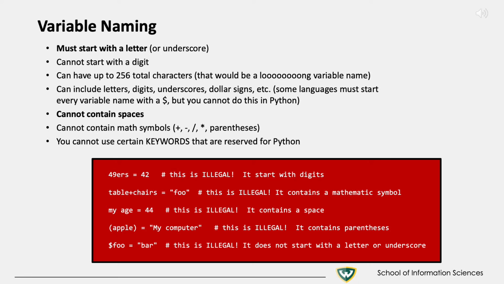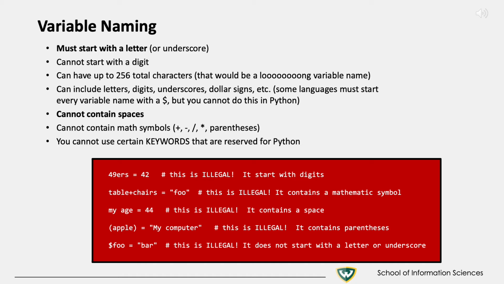Now, as long as it starts with a letter, you can include other letters, digits, underscores, dollar signs, etc. Now, this is different from some languages. Some languages must start every variable name with the dollar sign. But you cannot do this in Python because it must start with a letter.